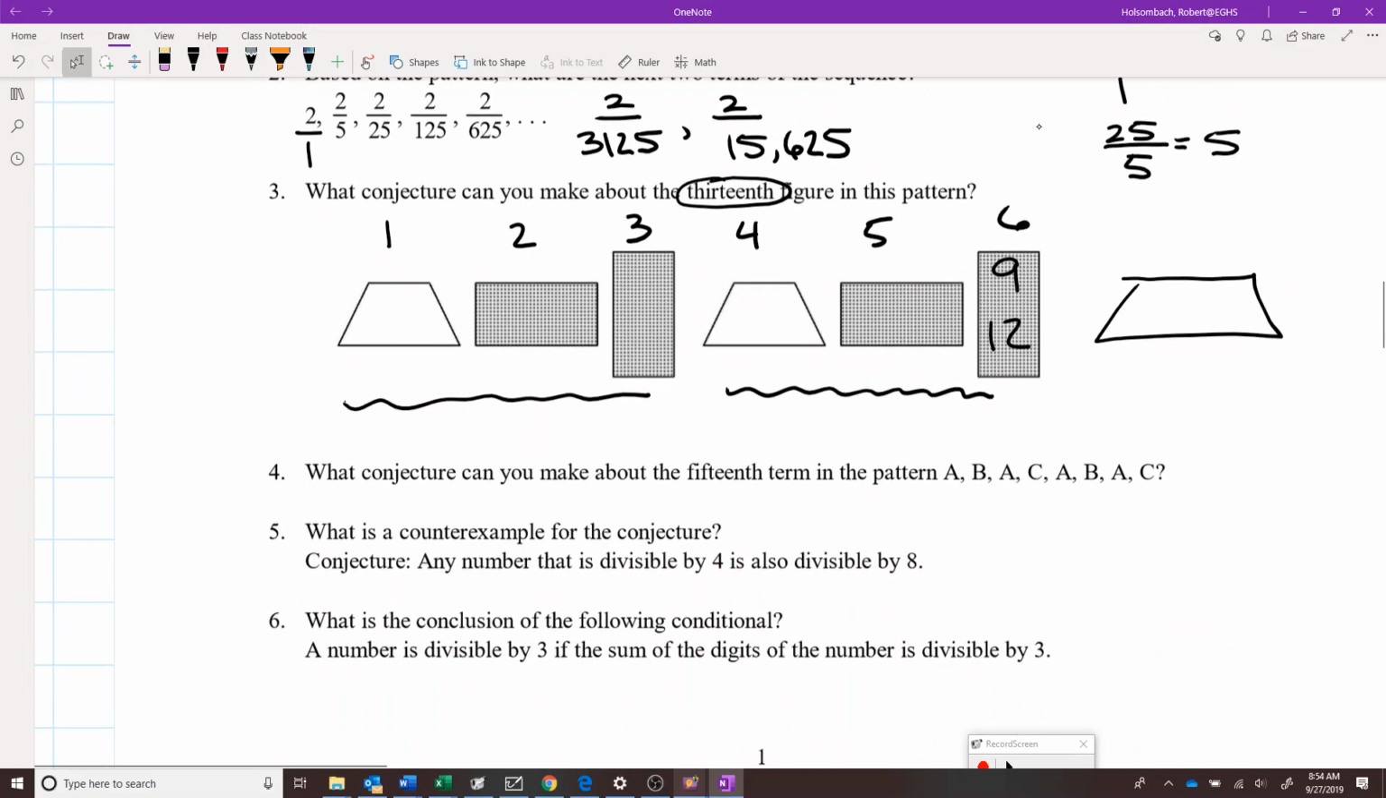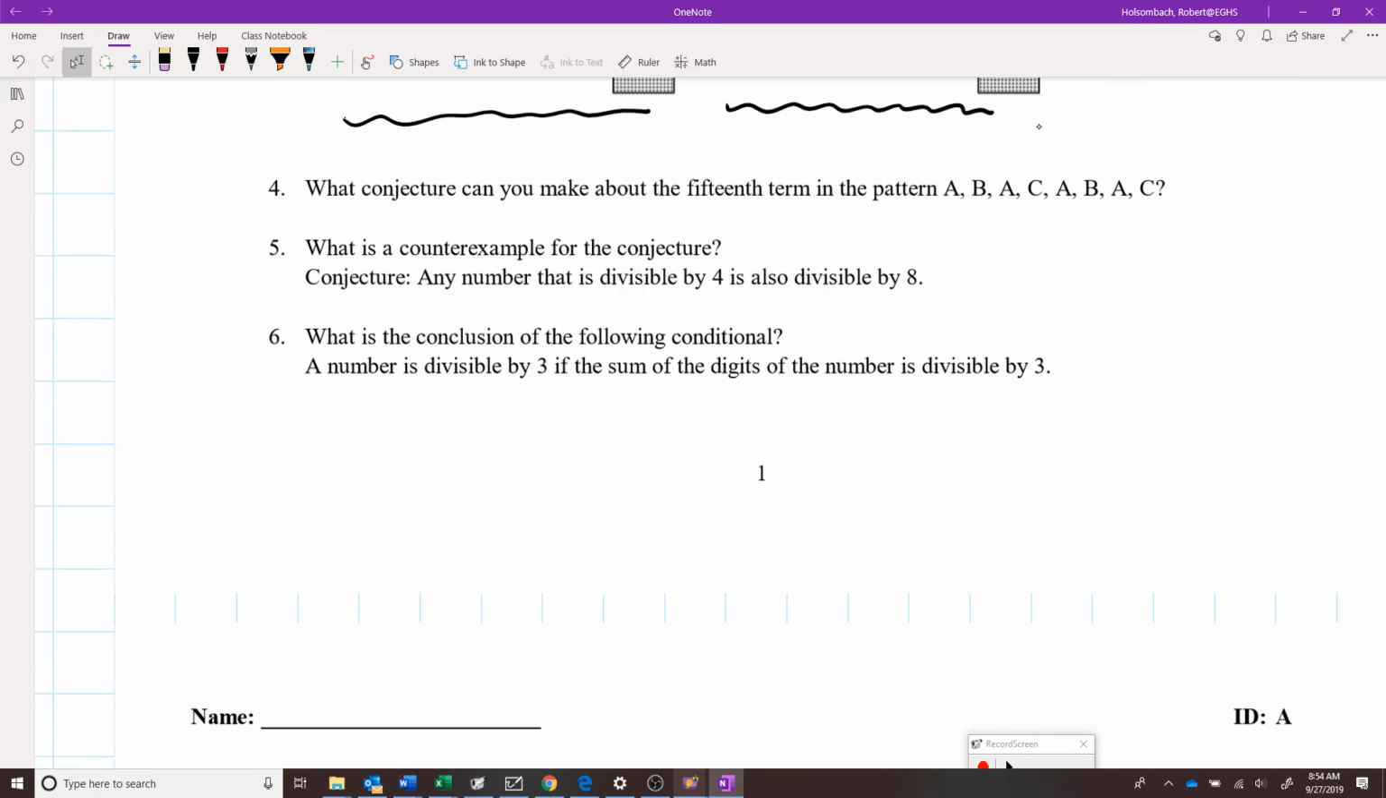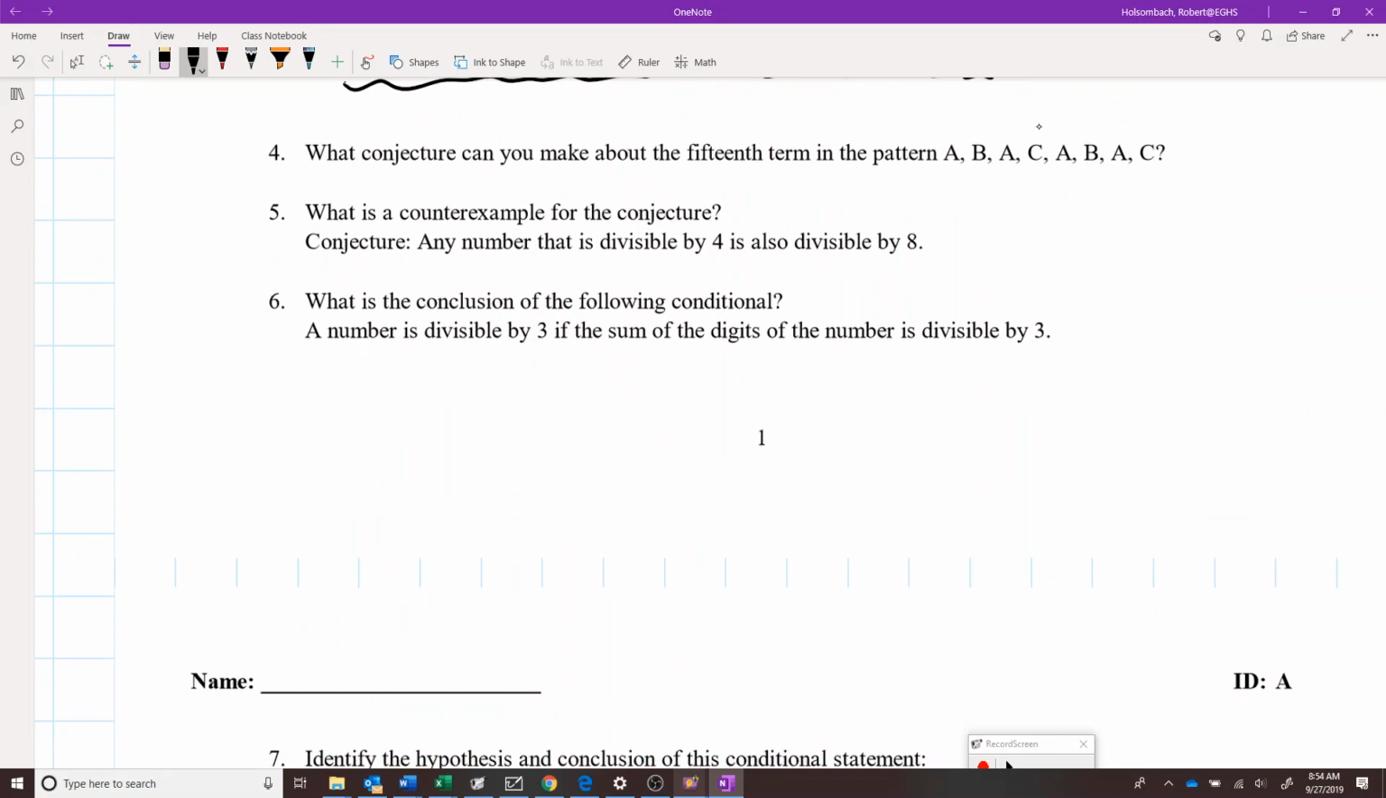All right, number 4. What conjecture can you make about the 15th term in the sequence? So if we number these terms, we got 1st, 2nd, 3rd, 4th, 5th. We want the 15th. All right, so we're going AB, AC, AB, AC, right? So what's the next couple terms going to be? An A and then a what? A B. Because we're going AB and then we're going AC.